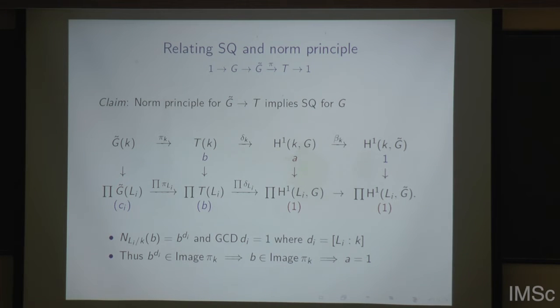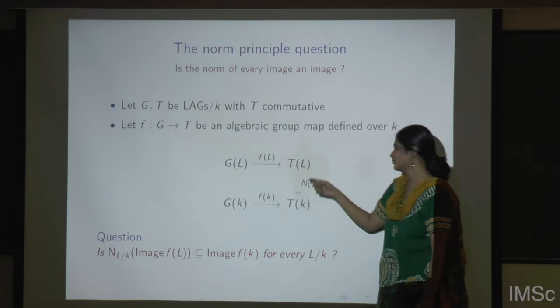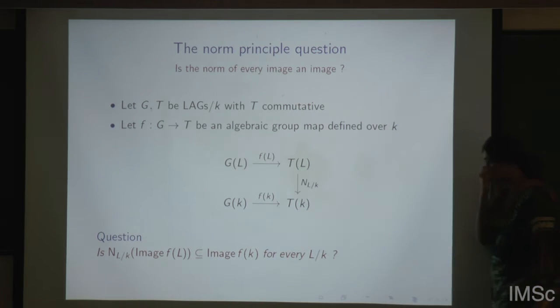Therefore the question really boils down to how do you address the norm principle for maps. Let me just recap. What is the norm principle question? Is the norm of every image an image? You have this incomplete square, and you start from the left, go to the right, go down. Does it also come from the right?